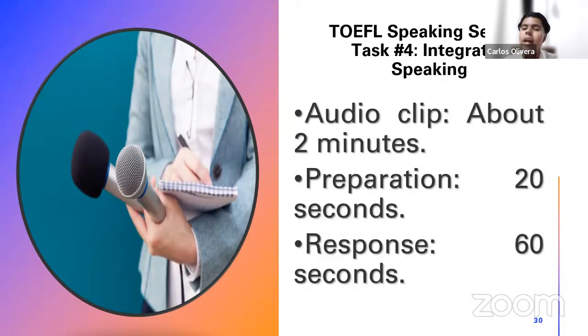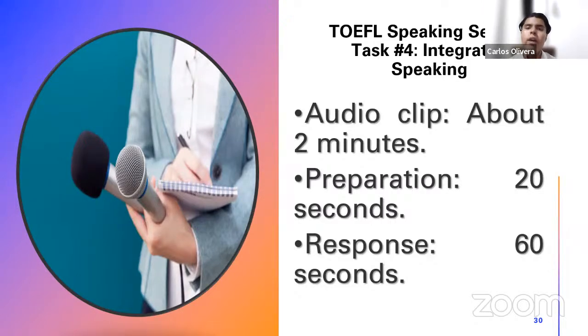And here, let us discuss the timings, okay? As you can see, the audio clip or the lecture you have to listen to is going to last approximately 2 minutes. You're going to listen to a professor of any academic discipline discussing a topic. As I say, if it is a biology professor, very likely he's going to be discussing Darwin's evolutionary theory or something like natural selection or things of that sort. Apart from that, once you finish listening to this lecture, that's all the material you're going to receive from ETS, okay? That's the only thing you're going to listen to.